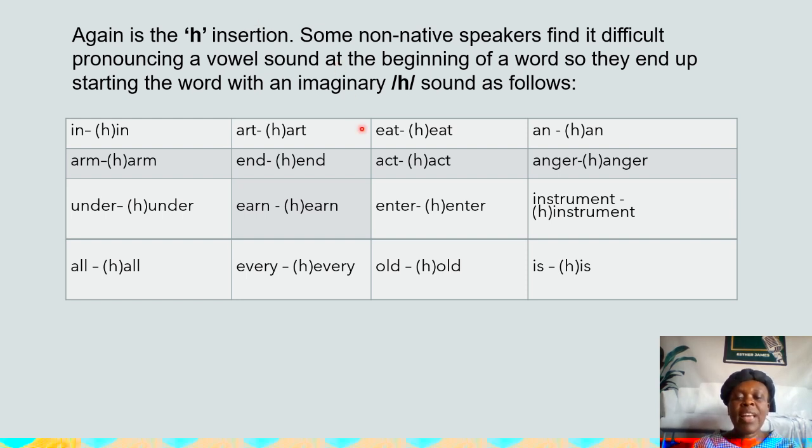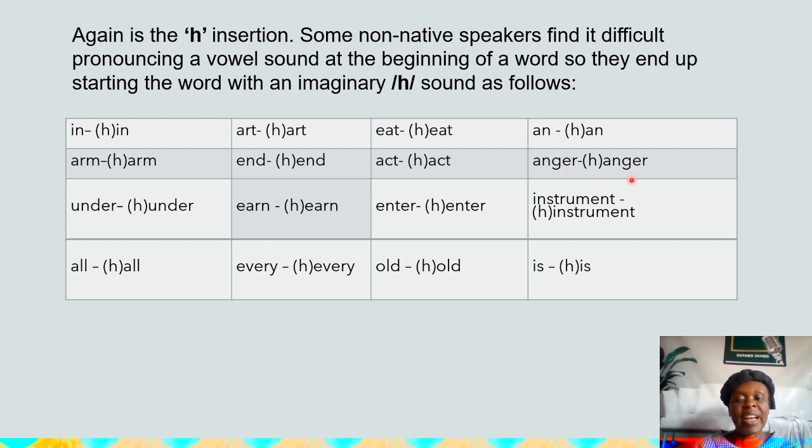The next one is act. If you want to say act, A-C-T, act. Don't say hat, but act. Because if you say hat, you are pronouncing an H before it. The next one is anger, not hanger.